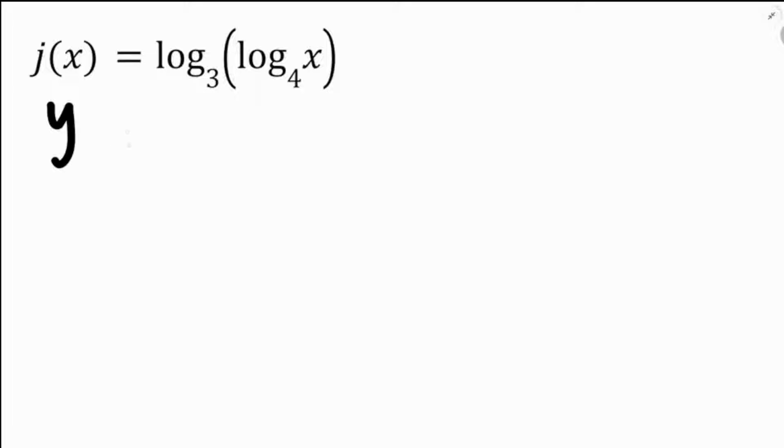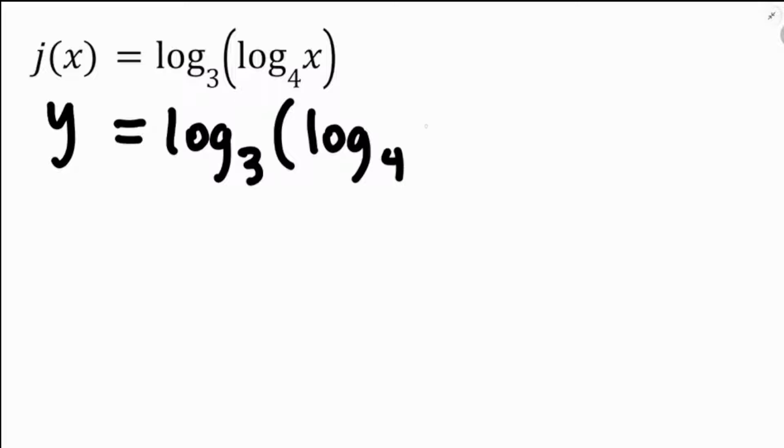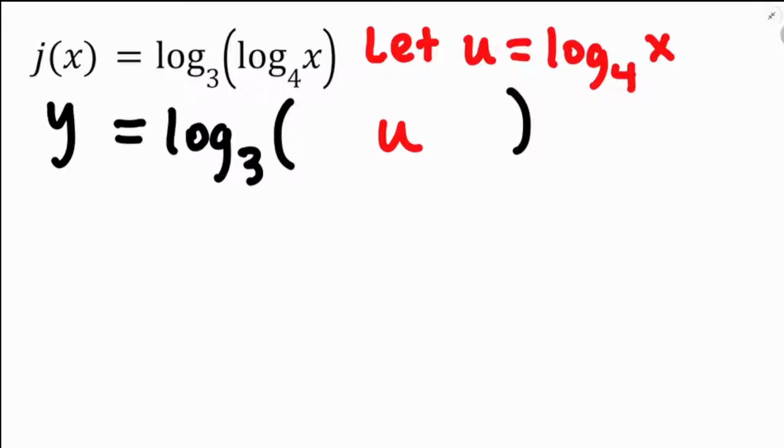Right. y equals log base 3 of log base 4 of x. Okay, maybe think about it this way. I'm going to use a stand-in variable. Let u equal log base 4 of x. Now I've got y equals log base 3 of u, and this might be a little easier for you to look at. I should work from the outside in.